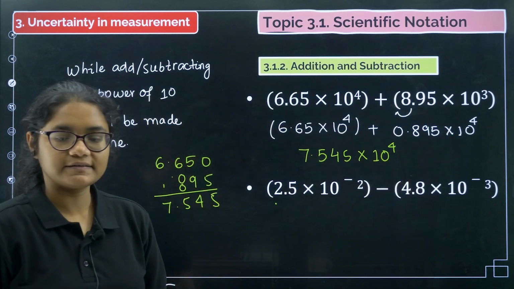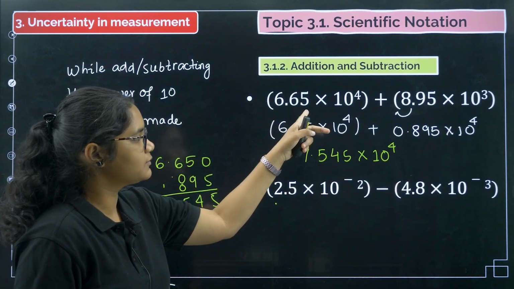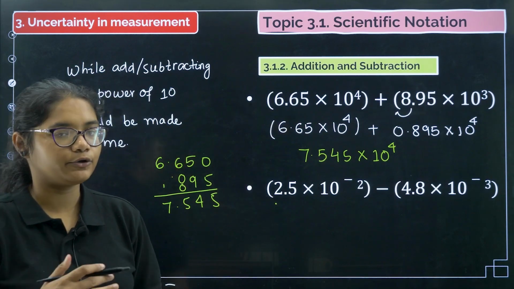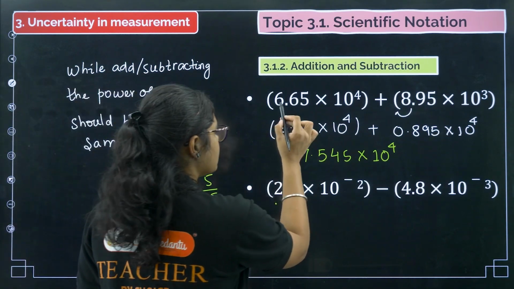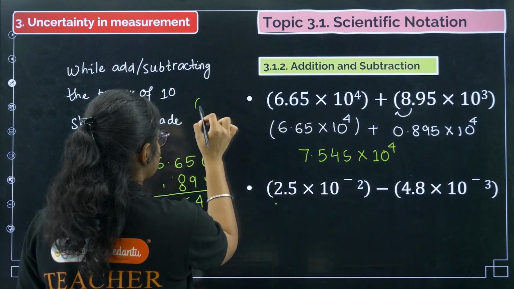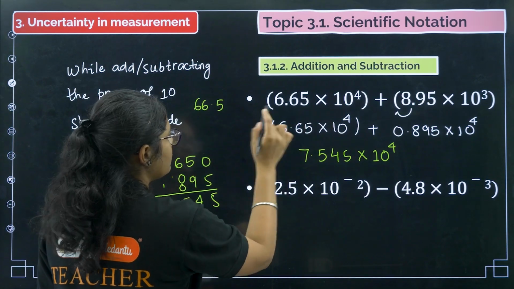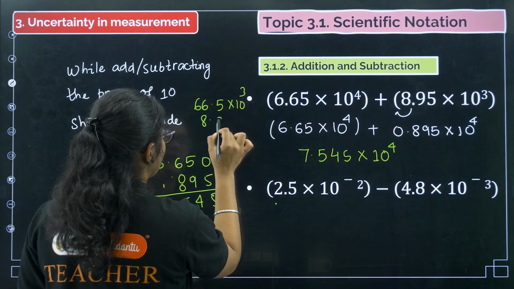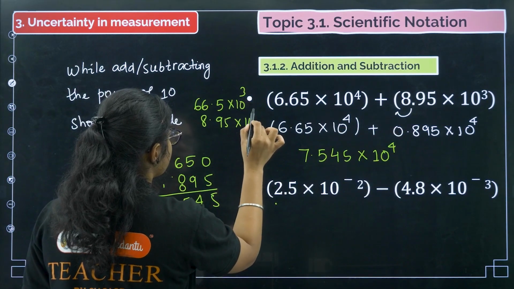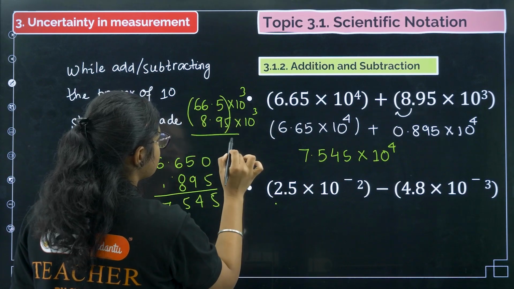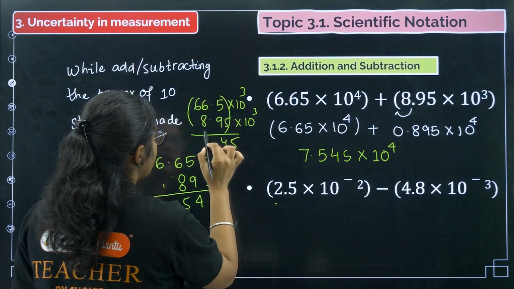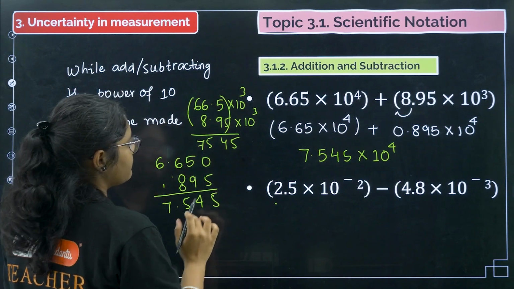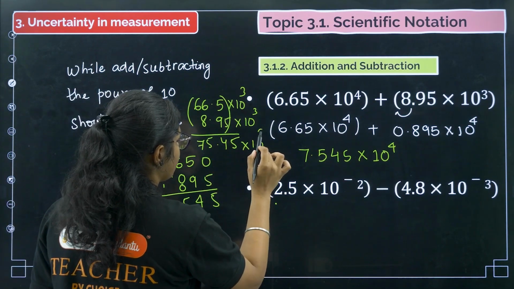Now, I told you there is another method: you can also change this one to 10 to the power of 3. If you want to decrease the value, you need to move towards the right. So I can write it as 66.5 into 10 to the power of 3, and this side we have 8.95 into 10 to the power of 3. Now if I add these two: 5 plus 9 is 14, 8 plus 1 plus 6 is 15, 6 plus 1 is 7. I got 75.45 into 10 to the power of 3.